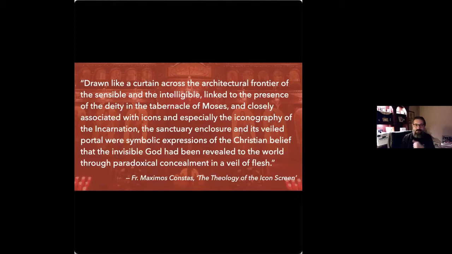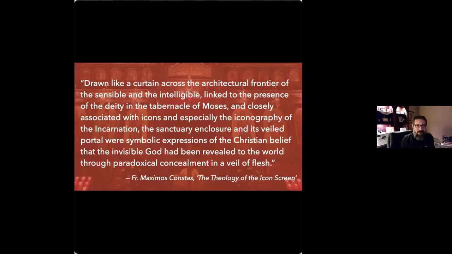is the icon screen isn't just a big imposing wall that when we're building a church, we want to make sure we have an impressive one to show our neighbors when they come visit. In the space of the temple, it's not just a wall. It's actually something that reveals God while it's hiding him. That's what this last sentence means.